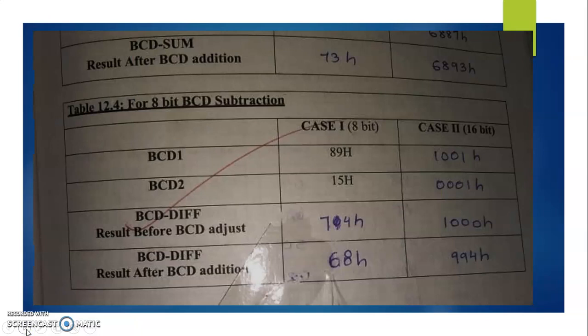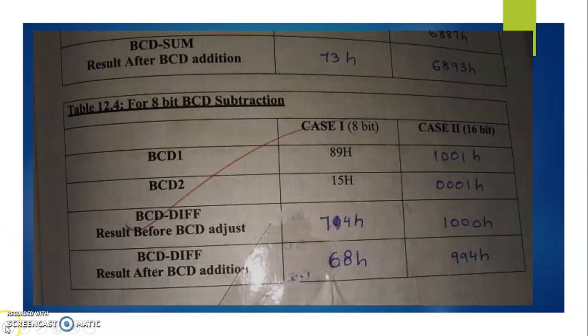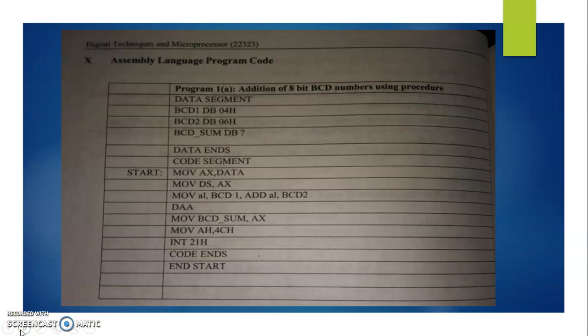Next is your 8-bit BCD subtraction answer. The important thing is not this; the important thing is that you have to write the program like this. So this is in experiment number 12.